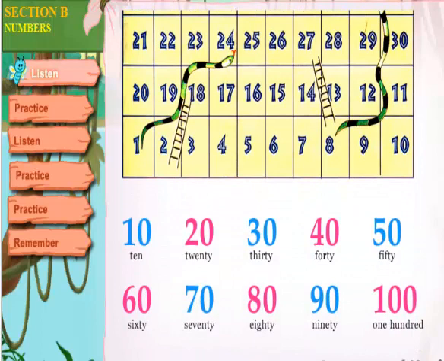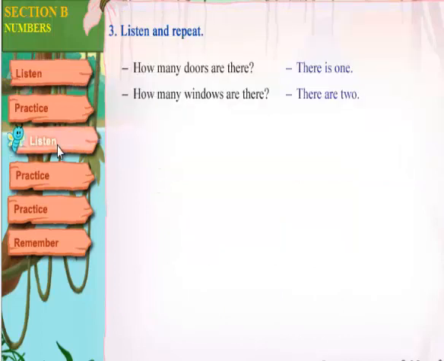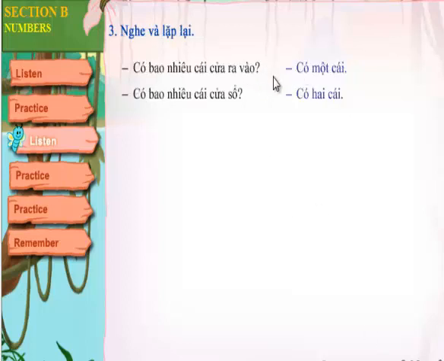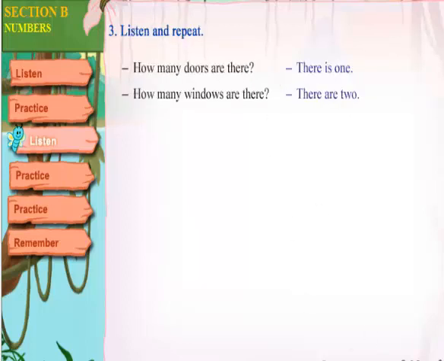10, 20, 30, 40, 50, 60, 70, 80, 90, 100. How many doors are there? There is one. How many windows are there? There are two.